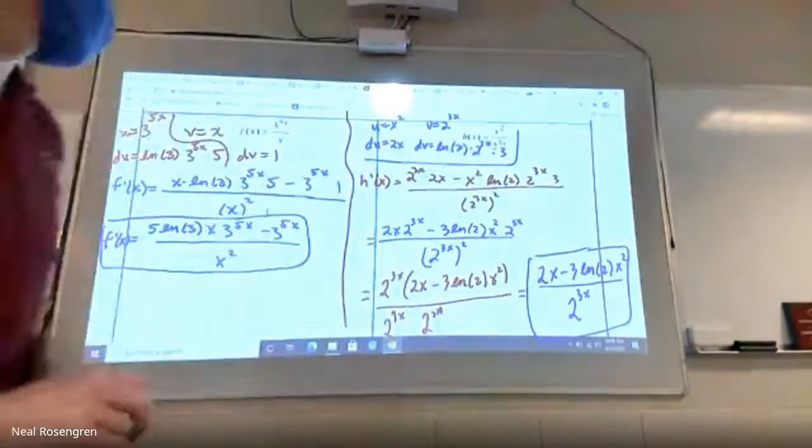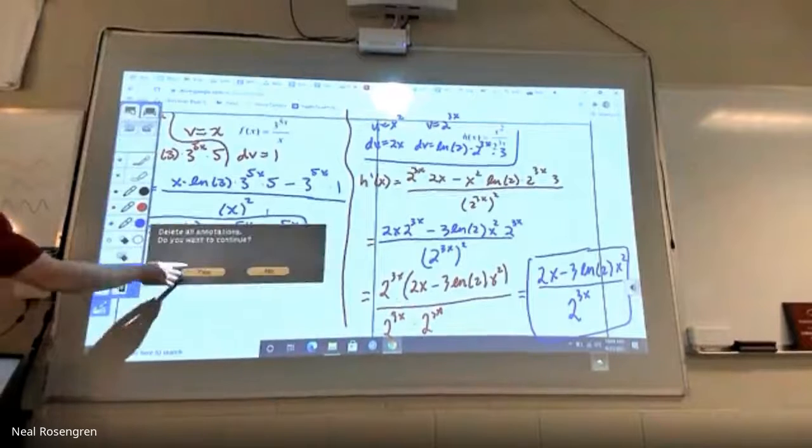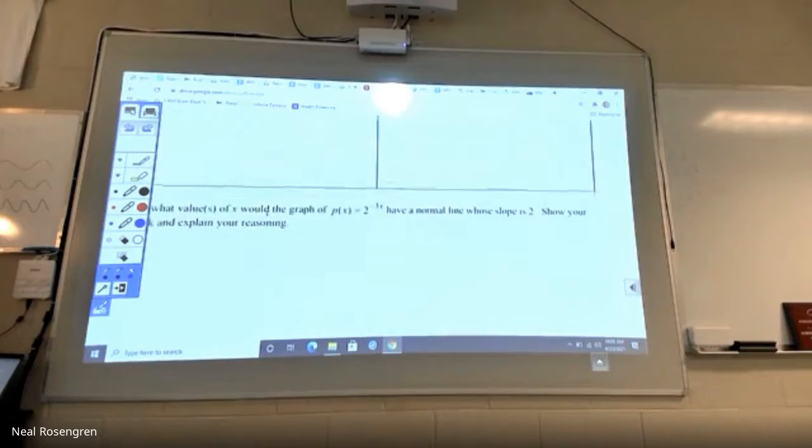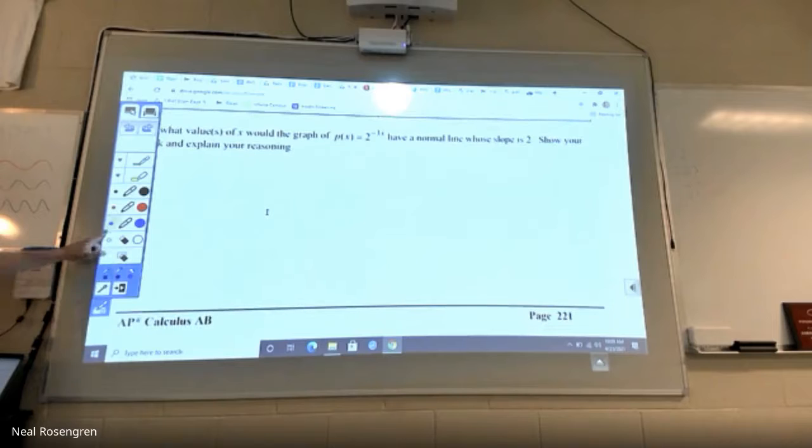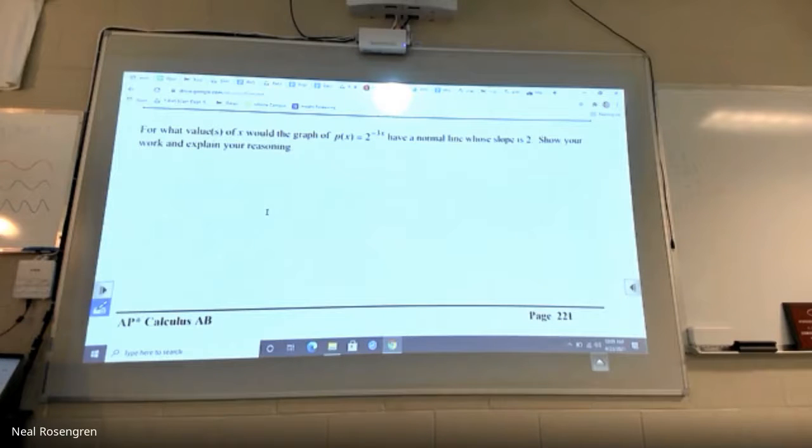All right, next page. I guess skip a page. Skip a few. Oh, what about this one? Ooh, I like anything that starts off like that. What values of x would the graph of that have a normal line whose slope is 2? Okay. So if I want to have a point, let's say an x value, whose slope of the normal line is 2, I want the tangent line to have a slope of -1/2. That's kind of my first thought.